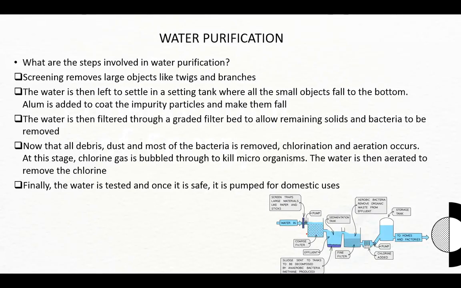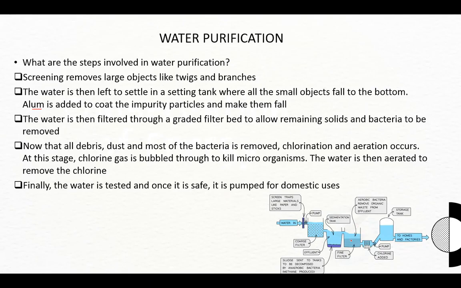Then, after it has passed through that, the water is left to settle in a settling tank where all the small objects fall to the bottom. Something called alum is added to coat the impurity particles and make them fall. So it coats them, makes them heavier, and those impurities fall and settle to the bottom of this settling tank. After this, the water is filtered through a graded filter bed to allow the remaining solids and bacteria to be removed.